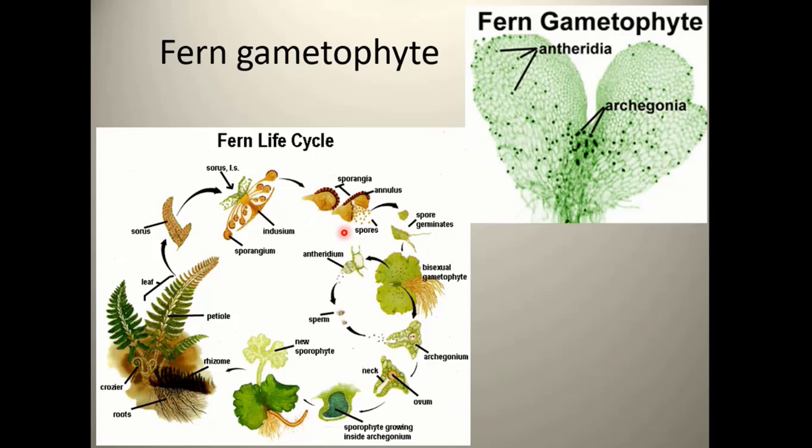a diagram, you don't have to worry about your artistic ability. All you need to worry about is making sure it's visible enough and fully labeled, because that's where the marks are. So this is the life cycle of a fern, showing how it starts: the sporangia, spores, and the gametes, and the bisexual gametophyte, archegonium, and the ovum, and the sporophyte growing, the rhizome, the roots, the leaves, and the sorus.